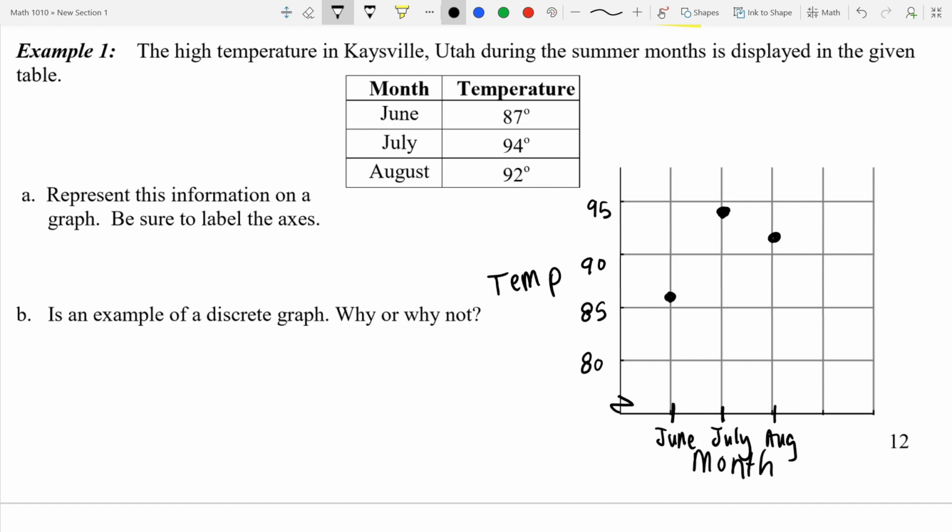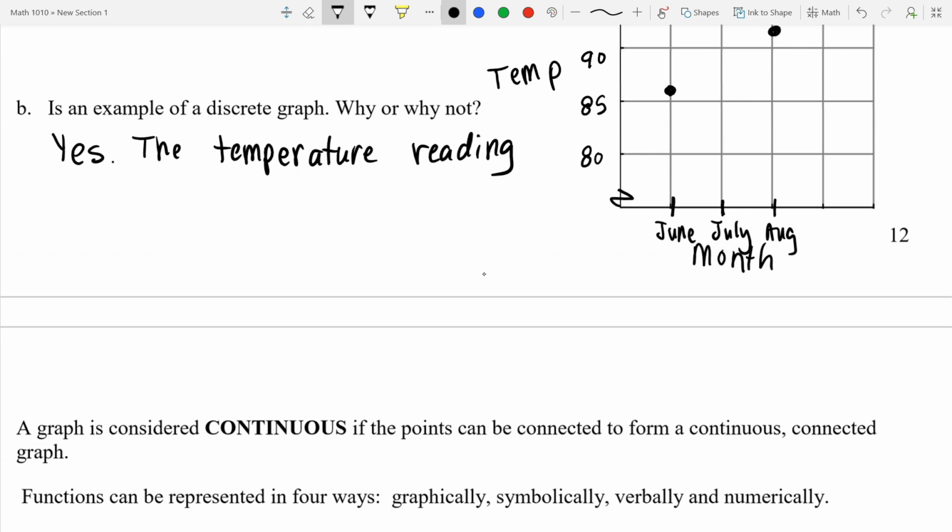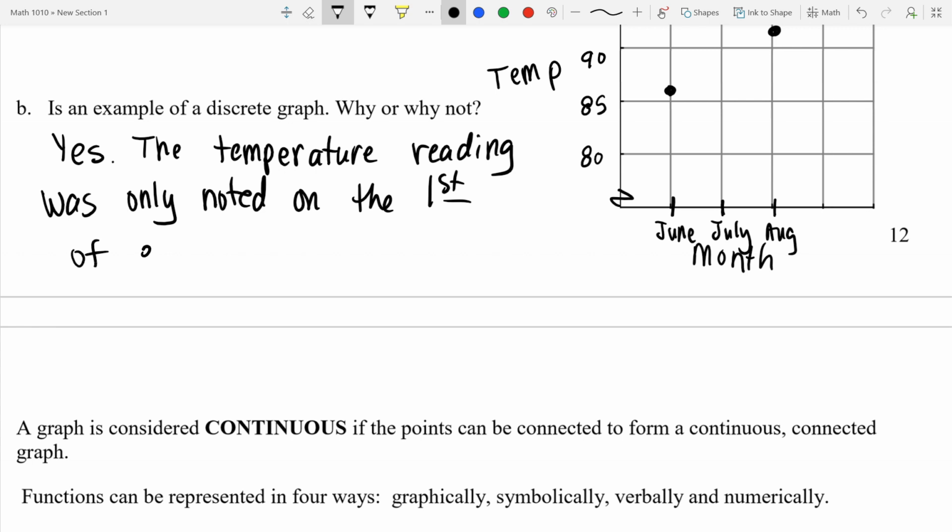Who says I understand? Raise your hand, let me see. Is this an example of a discrete graph? Yes. The explanation is the temperature reading was only noted on the 1st of each month. So discrete means not connected. Correct, good clarification. I only took it 3 times, okay?